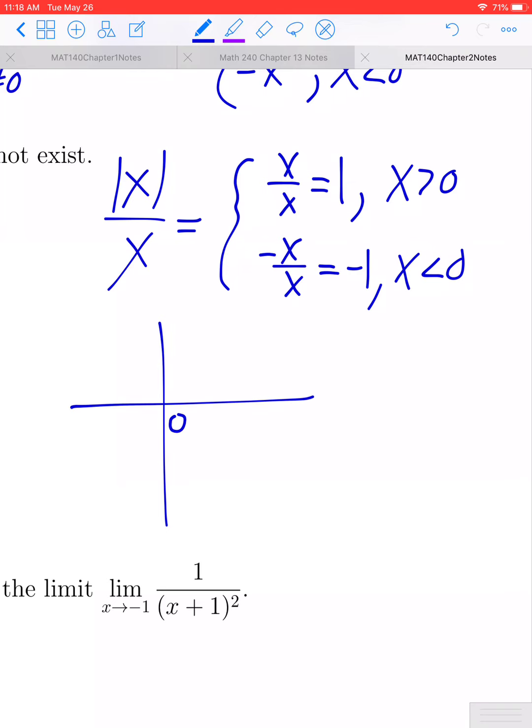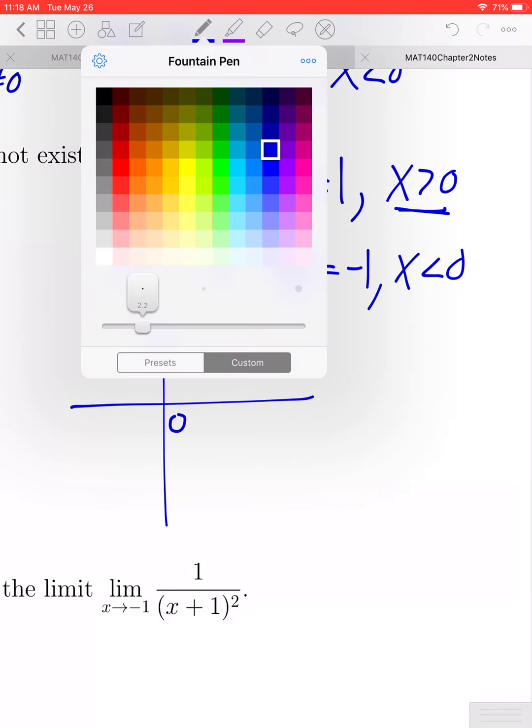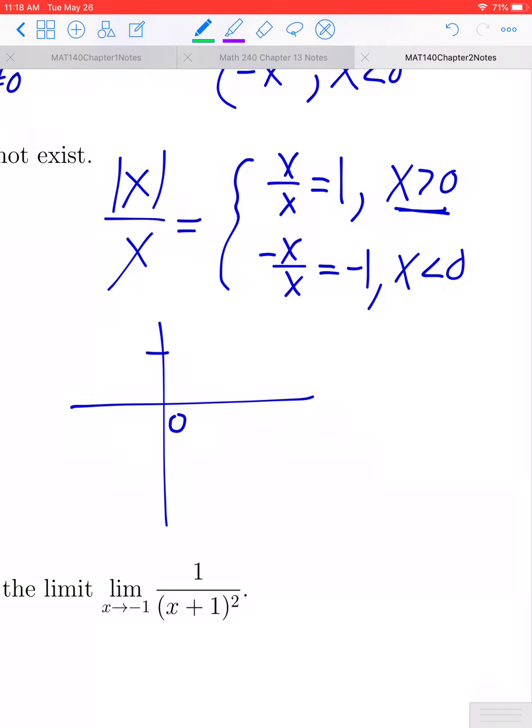Here's 0. The function is not defined at 0. When x is greater than 0, we get the constant output 1, so it's a horizontal line there. And when x is less than 0, it looks like the constant function negative 1.